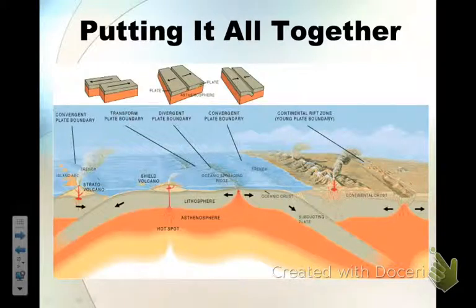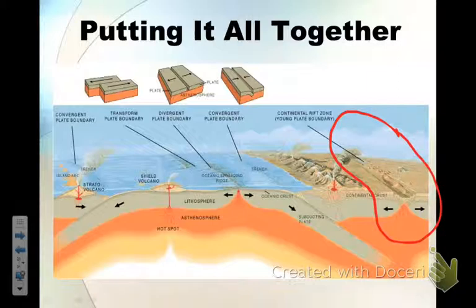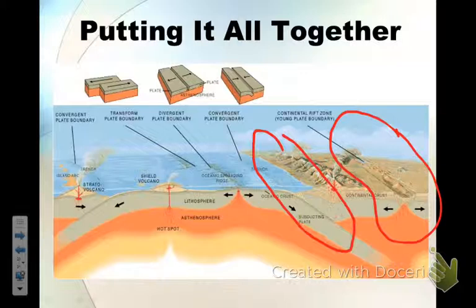All right, so right here we've got these two plates going apart. What kind of boundary is that? Divergent. All right, right here we've got this continental crust and this oceanic crust. What kind of boundary is that? Convergent. Yes, and what kind of convergent? It starts with an S. Subduction. Excellent.